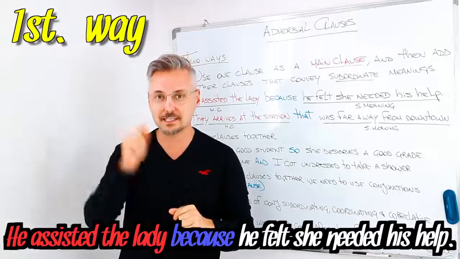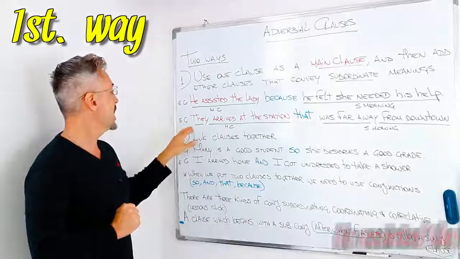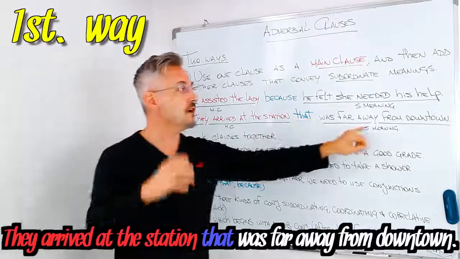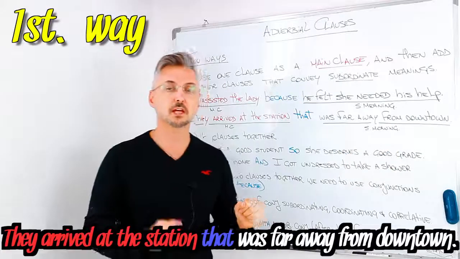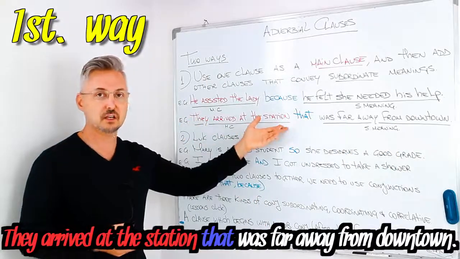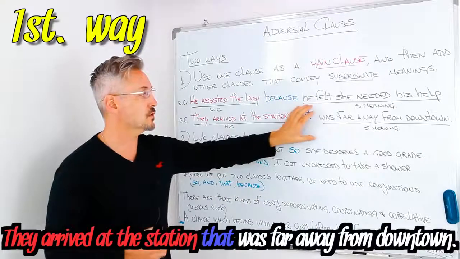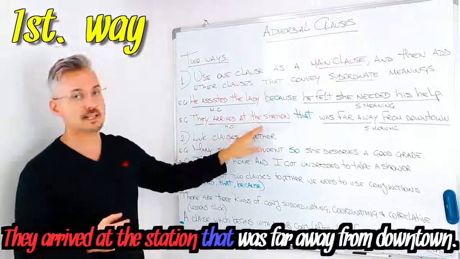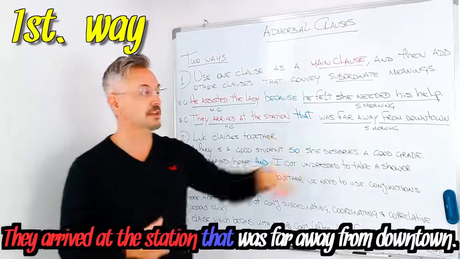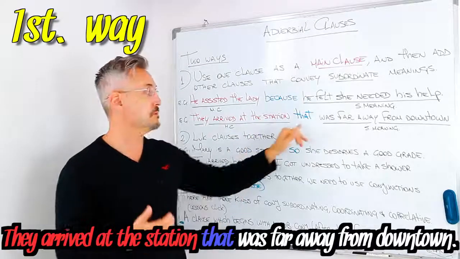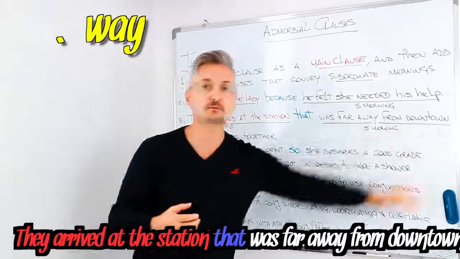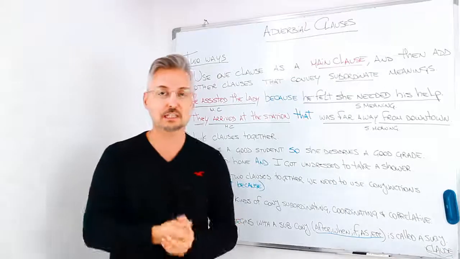Let's take a look at a second example. They arrived at the station that was far away from downtown. So the main clause here is they arrived at the station. So if we take out the rest, this makes sense, right? They arrived at the station. Now the subordinate meaning, or the subordinate part of the sentence, is was far away from downtown. This is extra in the sentence.